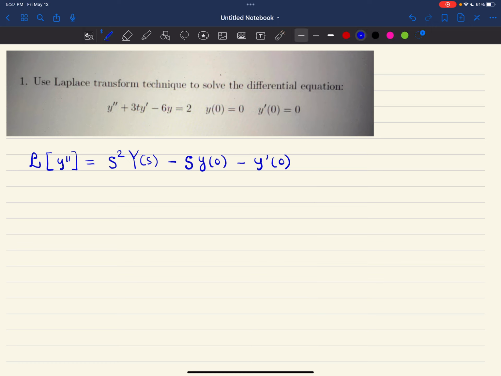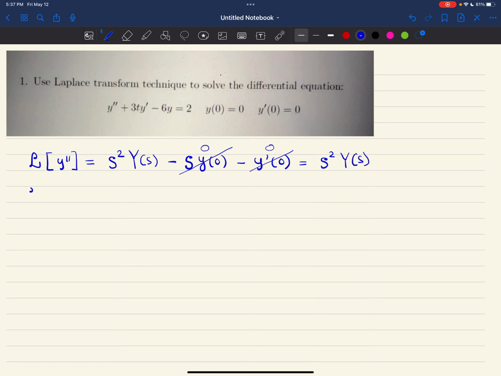Now, if you look at the question, it says that y of 0 is 0, if you look over here. And y prime of 0 is also 0, so we got lucky for those two. So we could just literally cancel it out, because that becomes 0, and this whole thing also becomes 0. Therefore, Laplace of y double prime just becomes s squared big Y of s, okay?